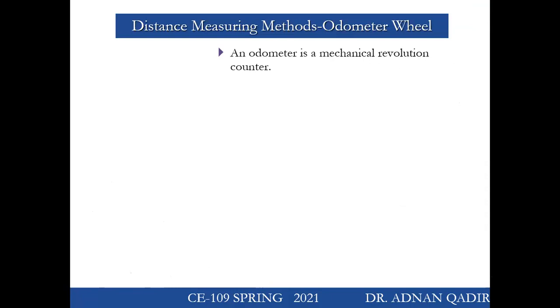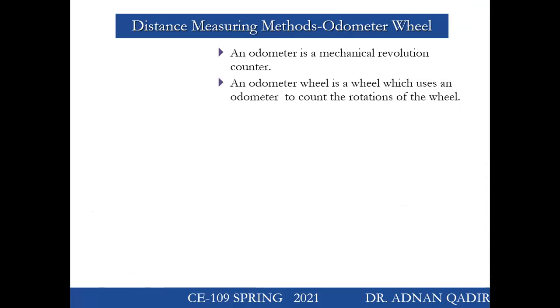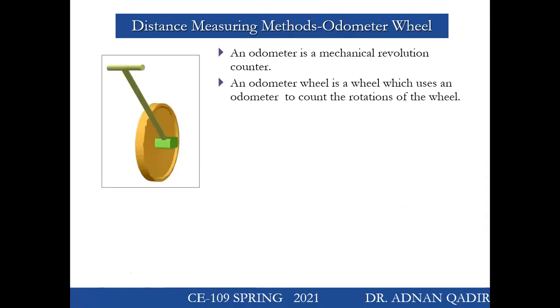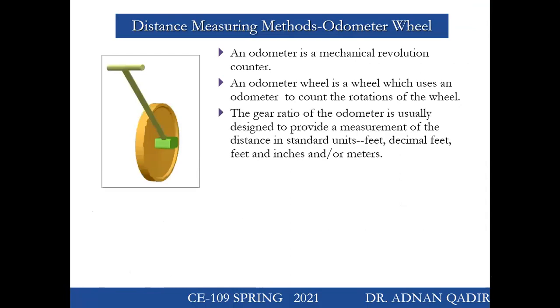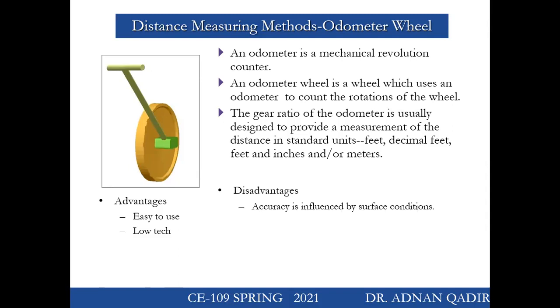Then odometer is a mechanical revolution counter. It is a wheel which uses an odometer to count the rotation like this. Gear ratio of odometer is usually designed to provide a measurement of distance in standard units, feet, decimal feet, and inches. Advantage, easy to use, low technology. Disadvantage, accuracy is influenced by surface conditions, must be able to traverse a distance, and only measuring slope distance. Error is 1% of the distance.